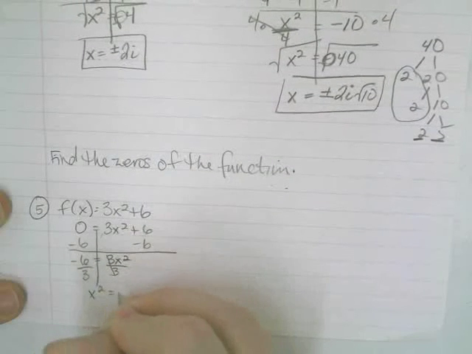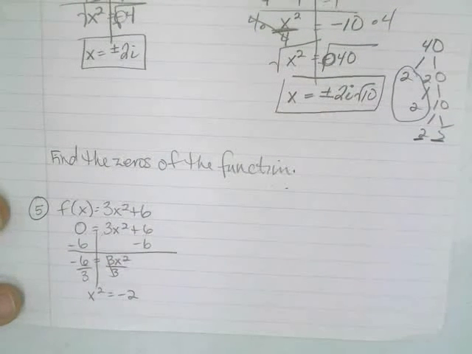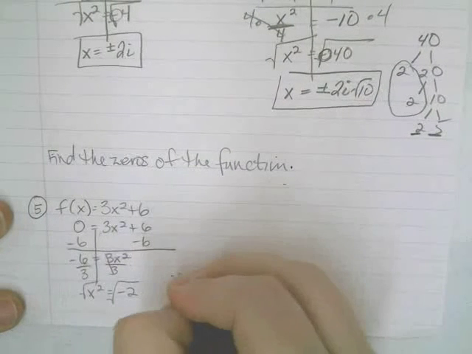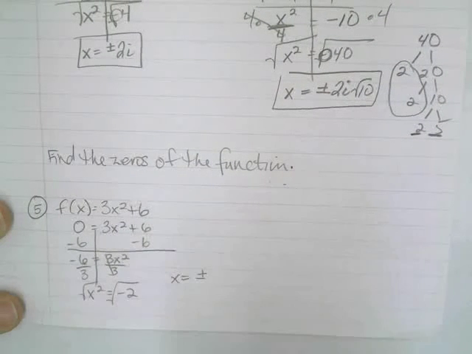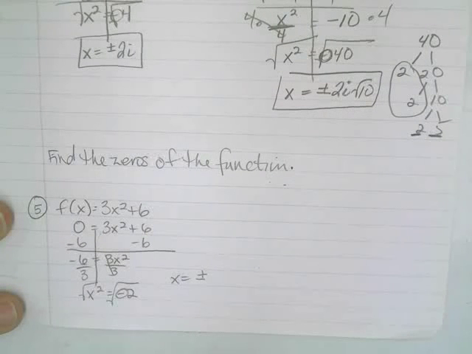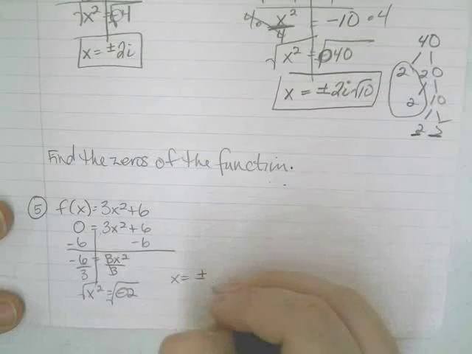And now I take the square root. Well, remember when you take the square root, there's a couple things you've got to remember. First of all, it's plus or minus. And the second thing is I took the square root of a negative. And when you take the square root of a negative, it becomes, yeah, that's right, it becomes i. So i square root of 2. And that's the answer.